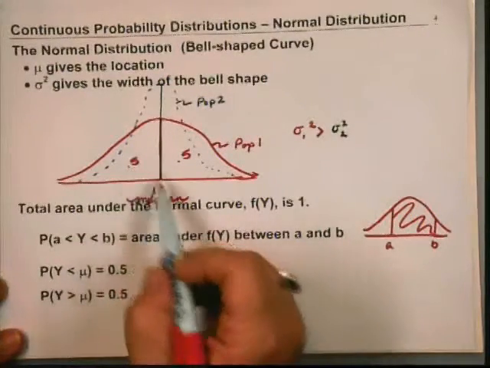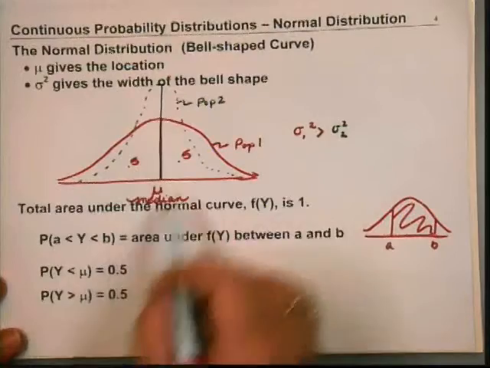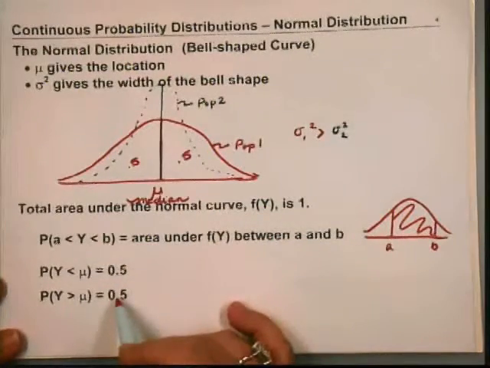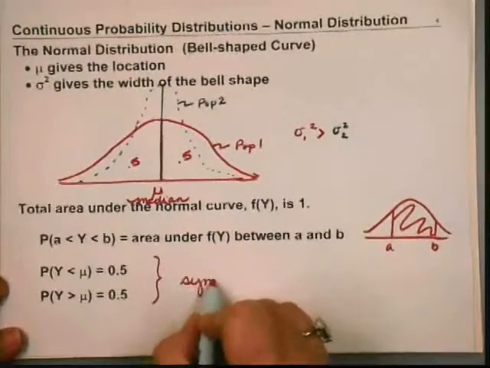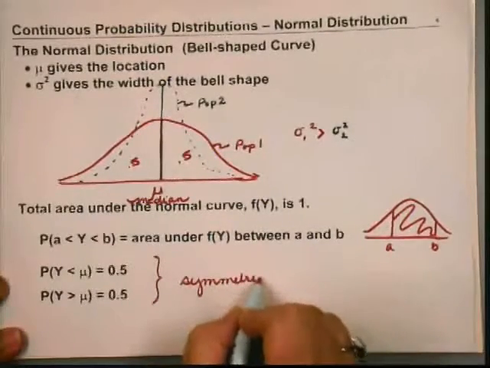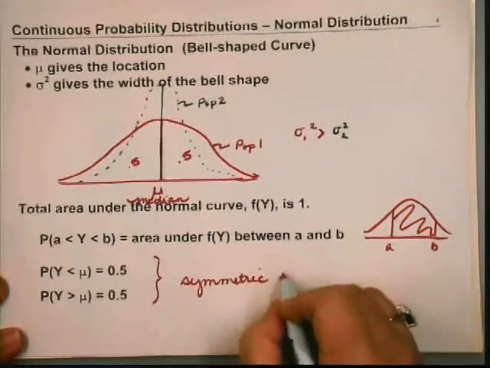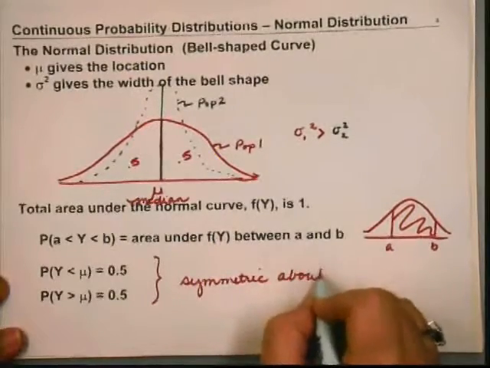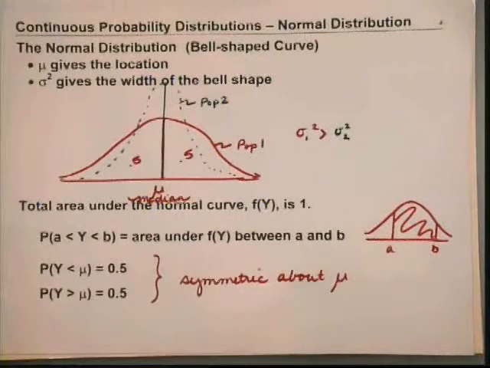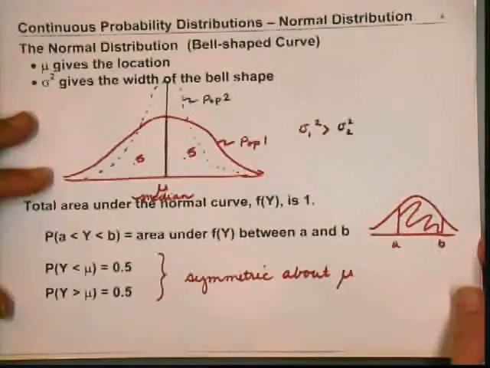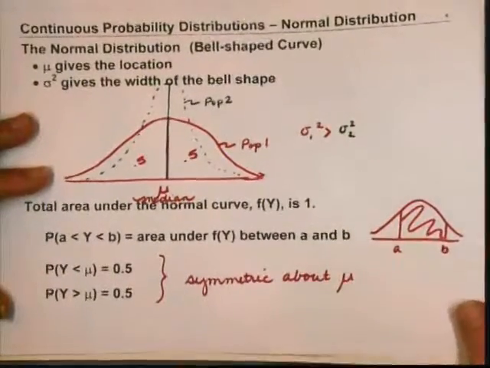This area to the left of the mean is equal to 0.5. The area to the right is equal to 0.5. And so what this means is that we have a distribution that is symmetric about mu, and by that symmetry is why we have those 0.5s. We haven't talked about what the value or the expression for f of y is yet. We will.